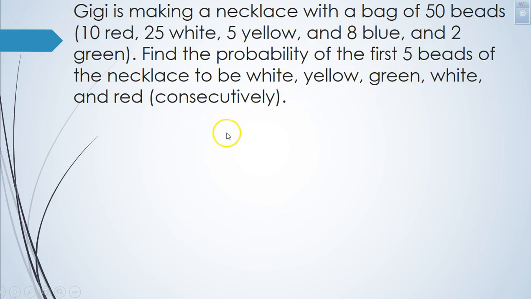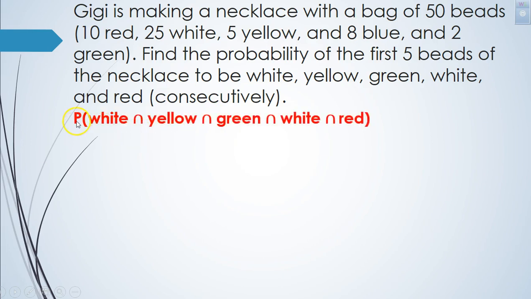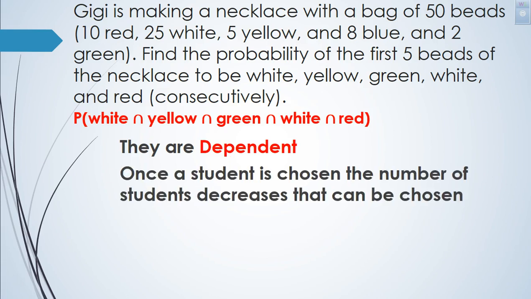So let's talk about what's happening here. What are we really looking for? We're looking for the probability that we get white and yellow and green and white and red in that order. We have a bag of 50 beads. That's going to be our denominator, right? That 50, at least as we start, because we're going to take beads out and we're not going to put them back. So what's going to happen to the denominator every time we pull another bead out of the bag? The number's going to decrease, isn't it? Okay, so this is going to be a dependent problem because we're continuing to take beads out of the bag, so the numbers are going to keep decreasing, right?